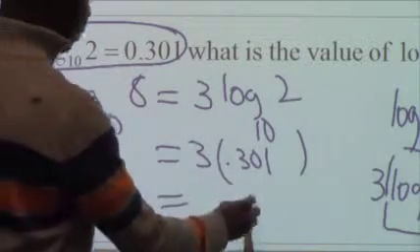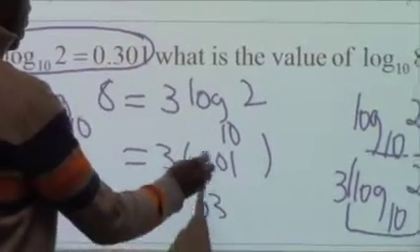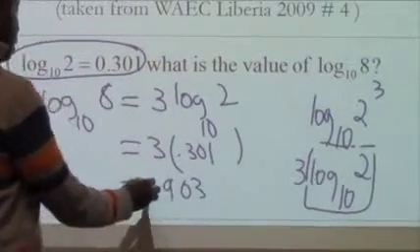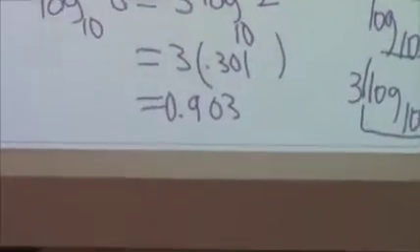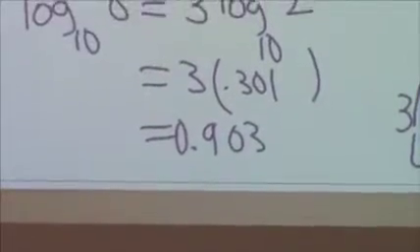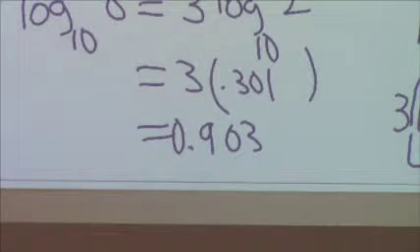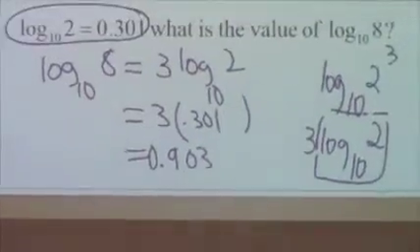It becomes 3 times 1 is 3, 3 times 0 is 0, 3 times 3 is 9. So 0.903. Again, all it comes down to understanding and applying those basic rules that we have. Right? Let's move on to the next problem. Look at it carefully. So this is problem number 2.